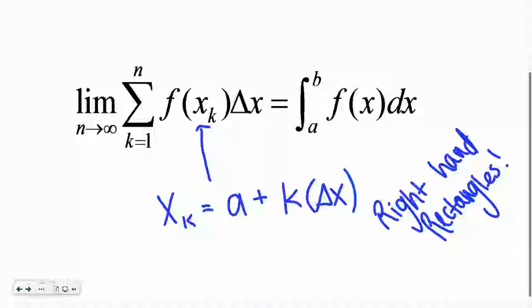So we begin our interval at a, and then we add delta x to get our next rectangle. And then we add 2 delta x to get our second rectangle. And then we add 3 delta x to get our next rectangle. That's why this k is here. We start at our interval, and then we add delta x however many times to get our next rectangle. And since we're taking the limit towards infinity, these rectangles become infinitely many, infinitely small, and we get the exact area.